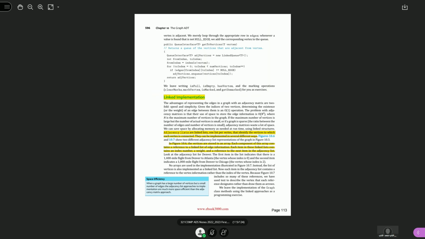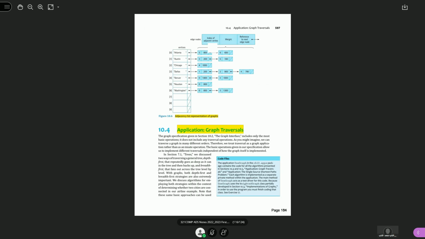Okay. Let's move to the next one. Then the second method was the link method, or we say the chaining method. See, adjacent list method. Sorry, I was just confused with the other thing. Okay, this is the adjacent list method. So one was adjacent matrix and one was adjacent list.